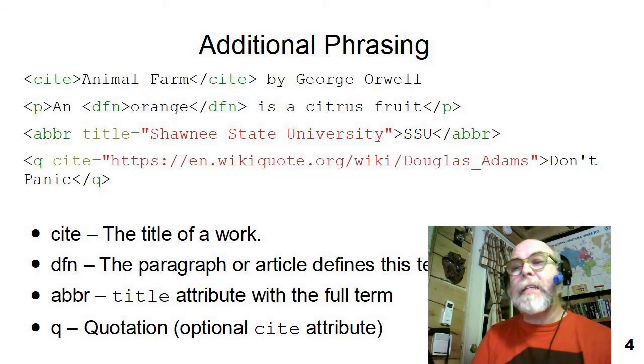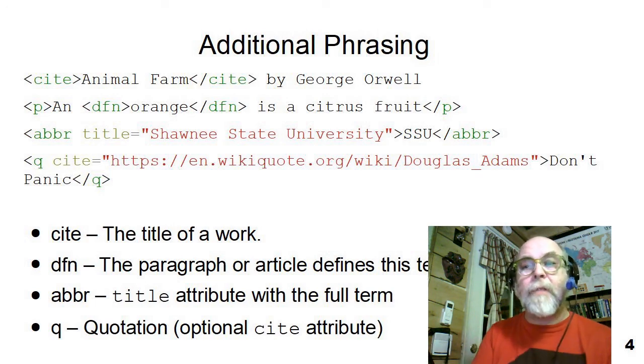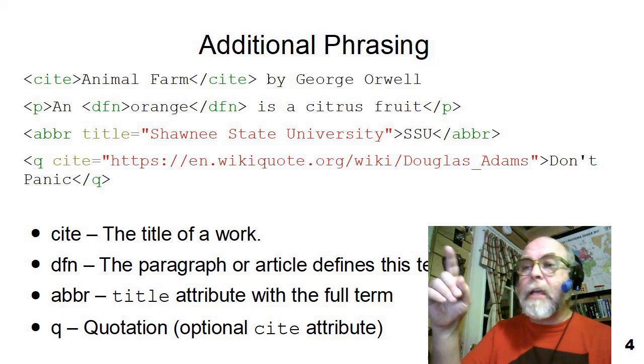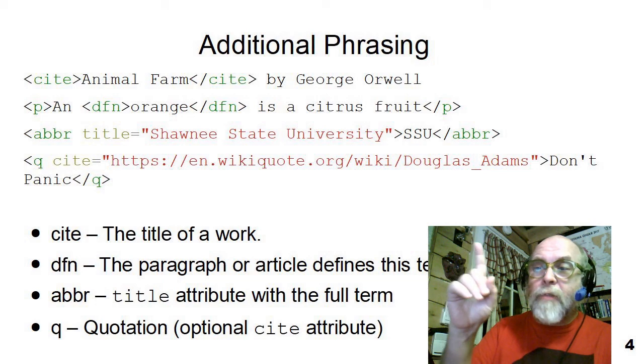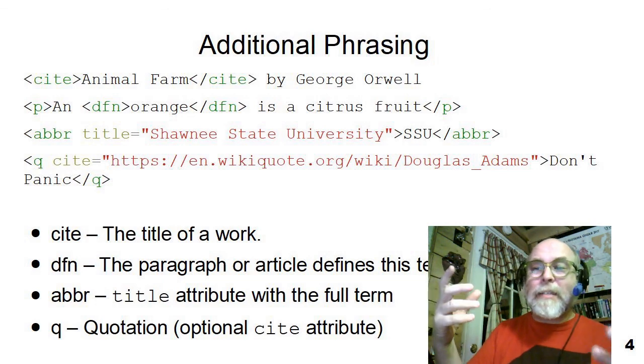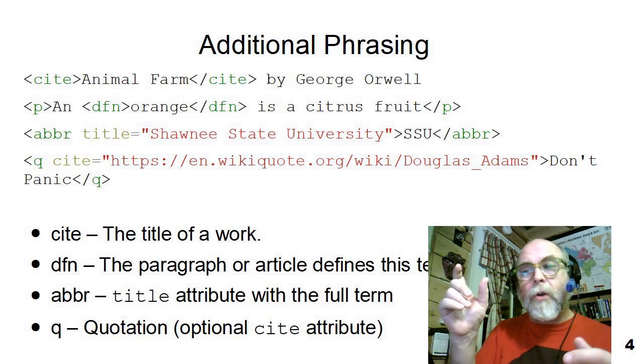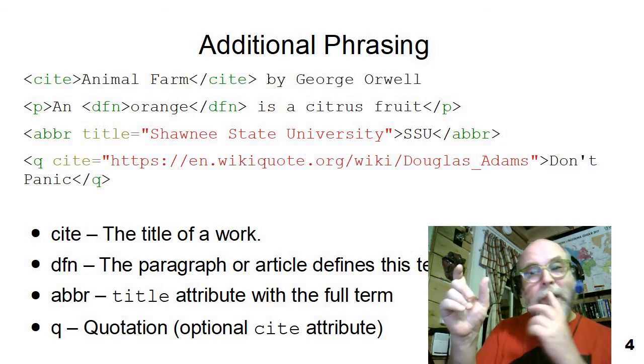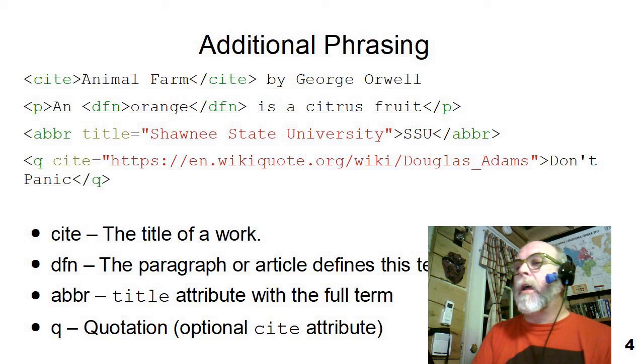The first is the cite tag, C-I-T-E, and you put the cite around a book title or a work, a painting title or the title of something when you're using it in text. So you just see cite Animal Farm by George Orwell. Now that would be in a paragraph in text somewhere, but that way the title of the work will stand out.